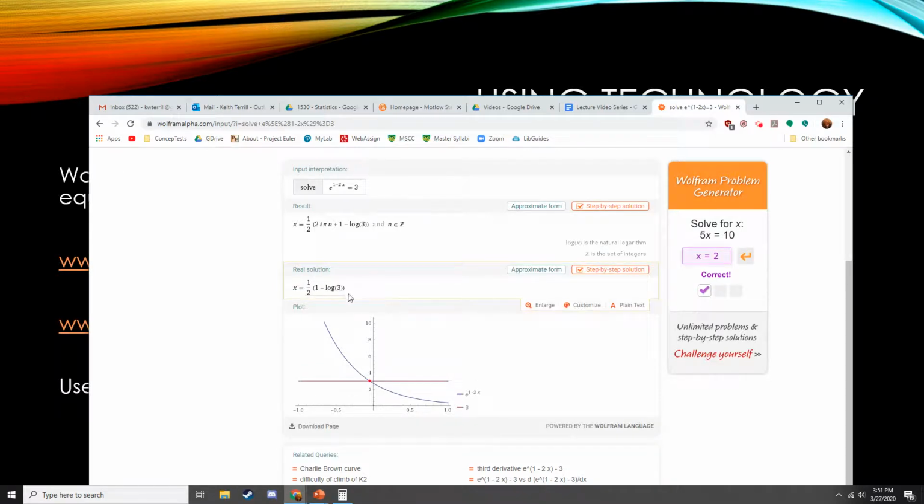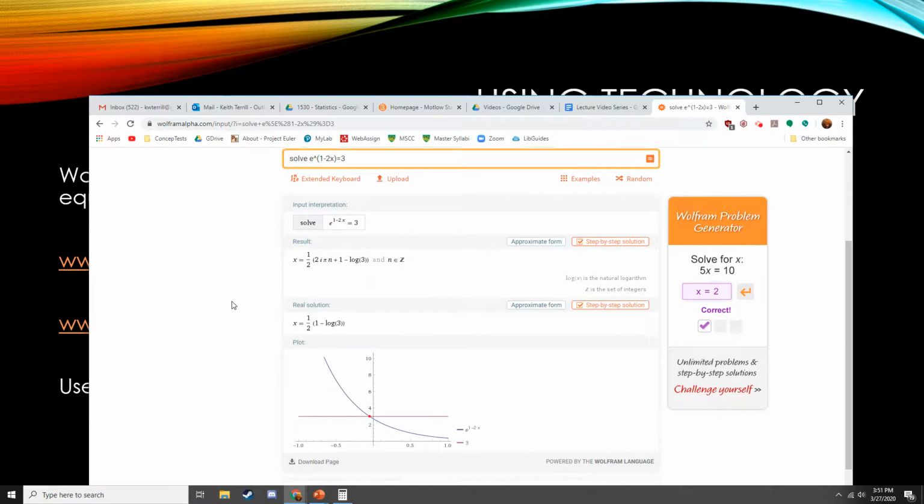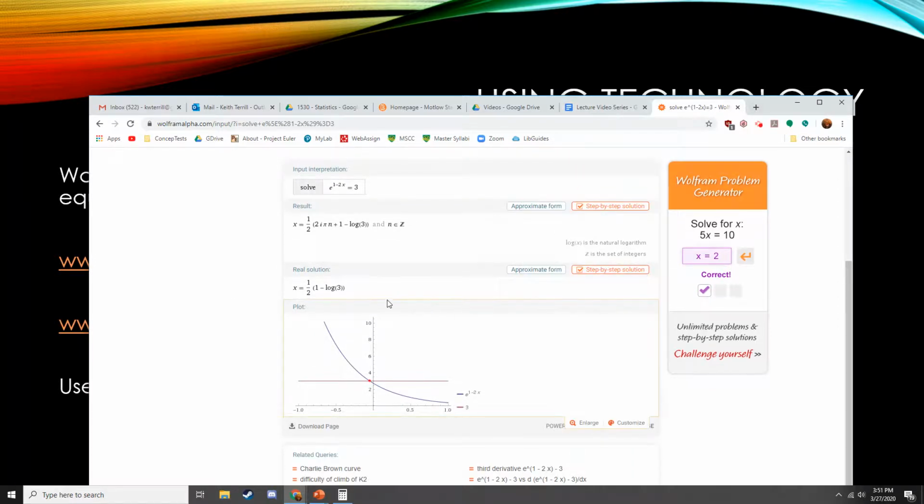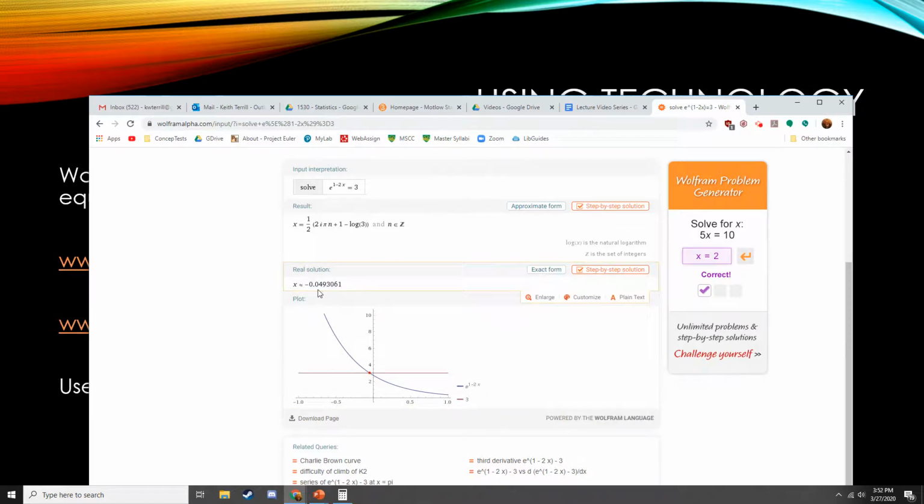Now, the question is, what is this log? And that's something we'll get to. Spoilers, the way Wolfram does it is log for them is natural log. So they're backwards in that regard. But that is now the definite way of getting that.